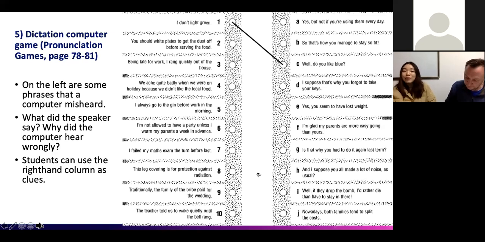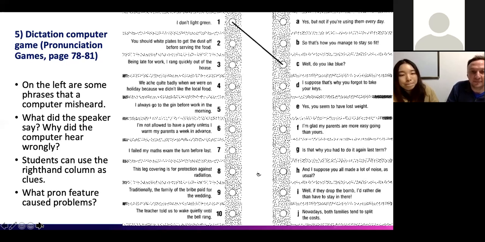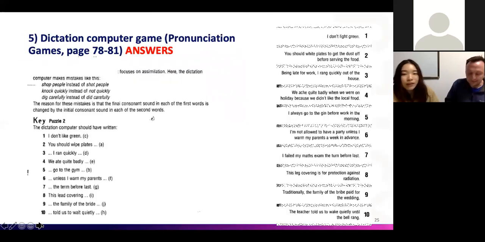For example, you can simply ask students to record their voices using their mobile phone, using Siri, and see if Siri can understand what they're trying to say. And it's usually a lot of fun in class because students usually like these kind of activities in which technology is involved. Okay. So a lot of those are down to assimilation. So here are the answers. If you would like to use this activity, you can have a look.